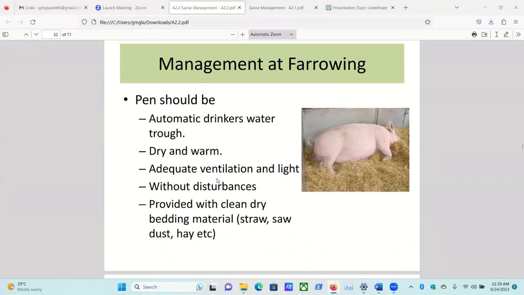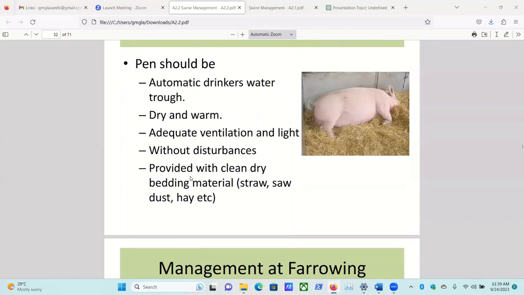So the particular farrowing pen should be dry and warm, and drinkers and feeders should be there. This is the pregnant animal, very close to her farrowing date, and she is in a farrowing pen. See how comfortable this farrowing pen is, with litter material. Adequate ventilation and light should be there. The farrowing pen should be located in a place without any disturbances.